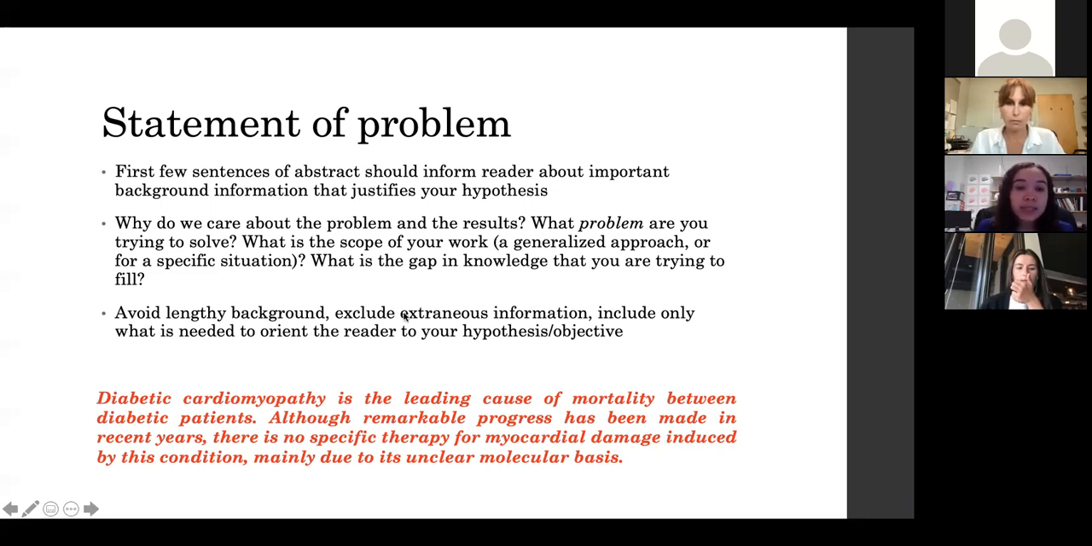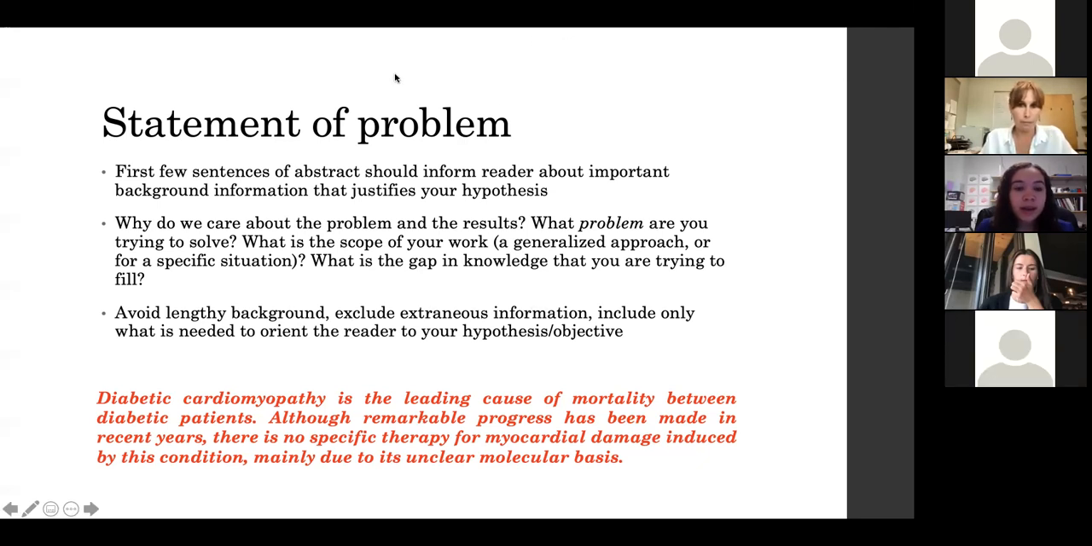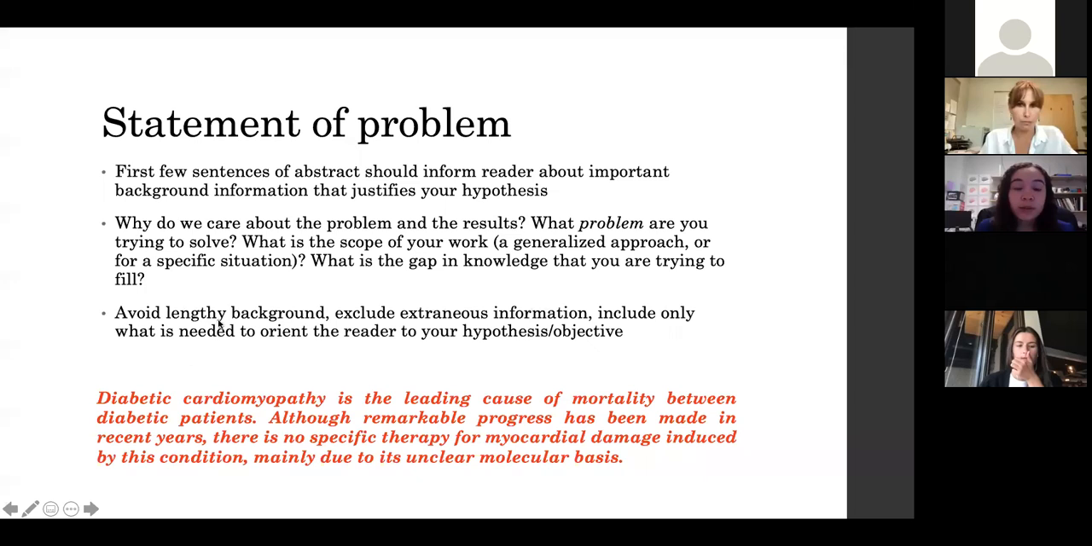So in your abstract, the statement of the problem should be the first few sentences that will give the reader the important background about your hypothesis and about your work. Usually, this is the shortest part of your abstract. So between 2 or 3 sentences, sometimes even a single sentence may be sufficient to describe your background. Because we have to remember that we have the word count limitation here. So we must be brief in the background.